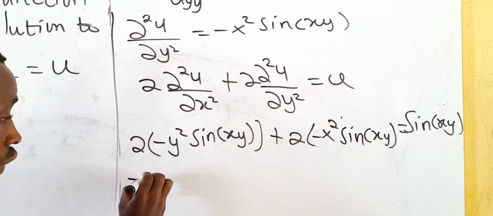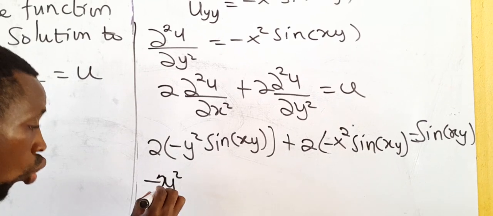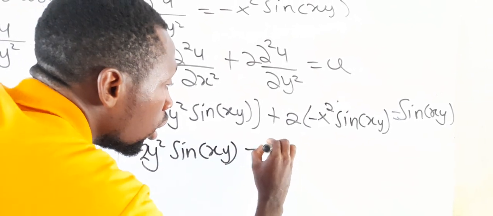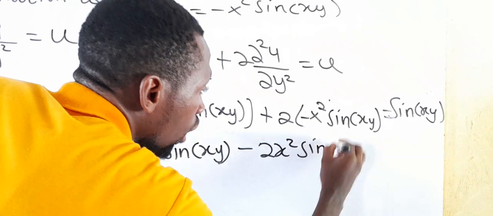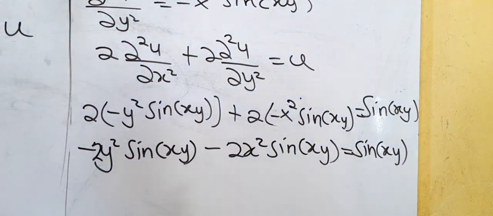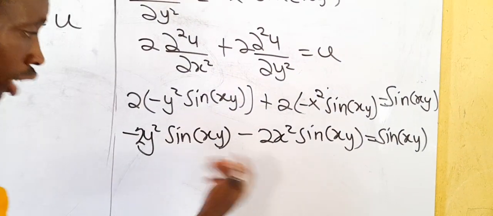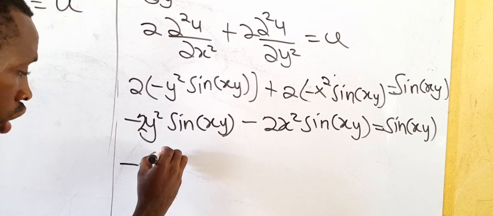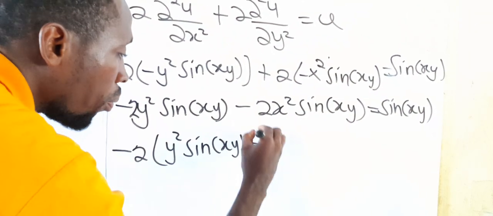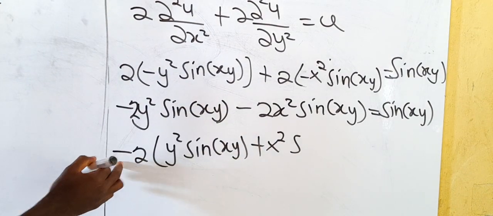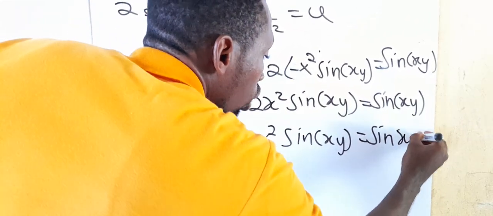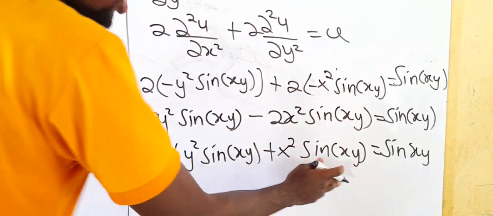Let's polish this. You can have negative 2y squared sine xy, so minus 2x squared sine xy should be equal to sine xy. What do we do? We can factor out as much as possible what is common. Negative 2 is common, so negative 2 out. What is left? You have y squared sine xy plus x squared sine xy, because the minus is out, that place will be plus. That should be equal to sine xy. We can't do anything about this again. So this is the final simplification.